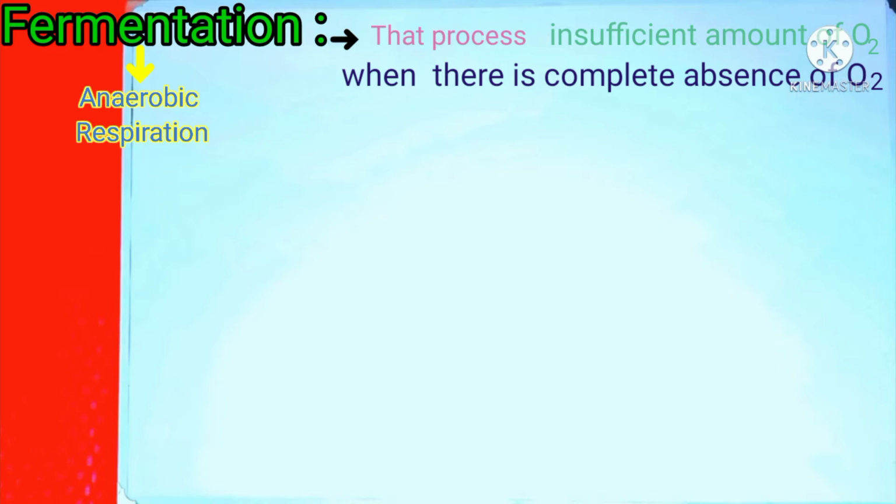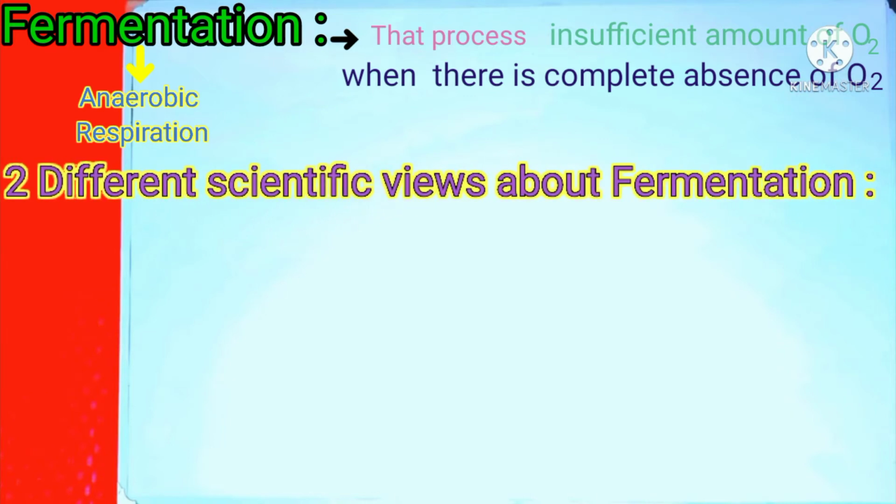So there are two different scientific views about the origin of fermentation. First we see these views, then we will define fermentation, fermentation types, and also we will talk about those organisms that can carry out the fermentation process. So first we see those views which are about the origin of fermentation.